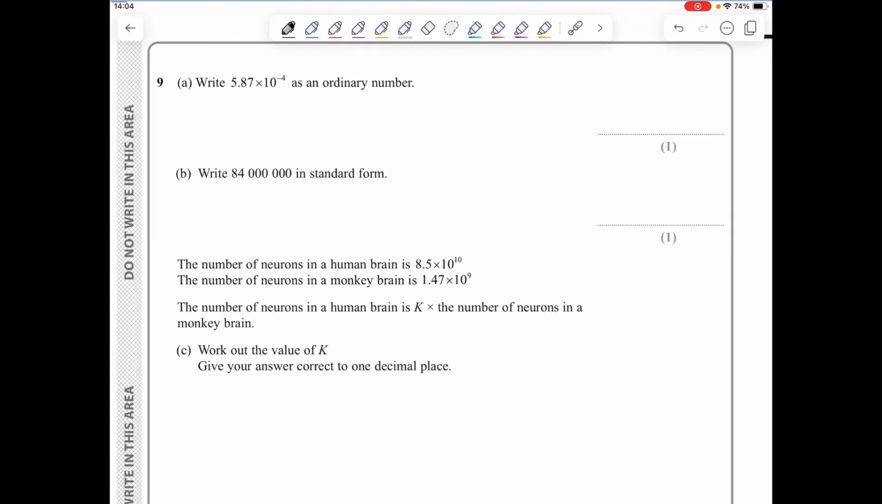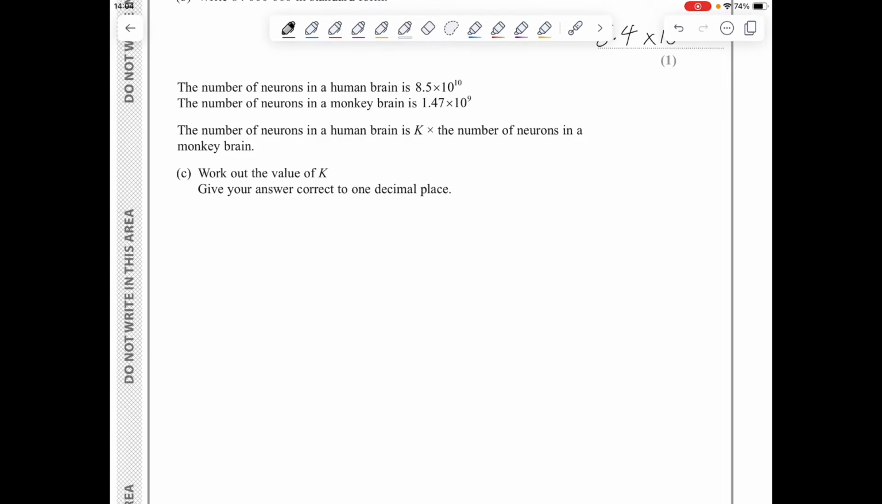For part A of question 9, I'm just going to move the decimal place 4 units to the left. So the answer will become 0.000587. For part B, I'll start from the end and move the decimal between 8 and 4. That's 7 places to the left. So the answer will be 8.4 times 10 to the power of 7.